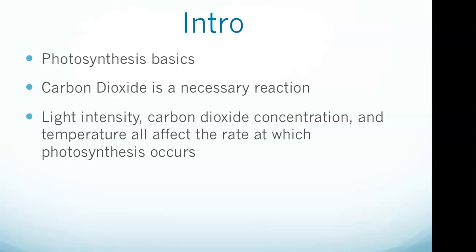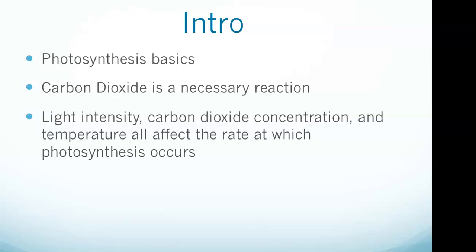Carbon dioxide is one of the reactants needed for photosynthesis. It is not one of the products because it has to bind with RuBP in order for the Calvin cycle to function and to create sugar and oxygen. So we'll talk more about the Calvin cycle here in a few minutes.